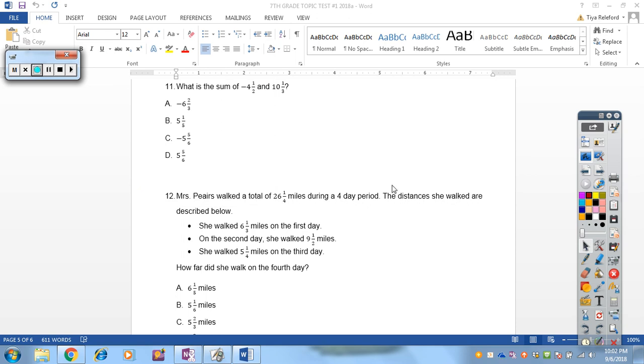All right. If you are all the way to 11 and 12, you either didn't miss very many or you are working really fast. What is the sum? Sum tells you to do what? Add. We are adding these two numbers. What is the sum of negative 4 and 1/2 and 10 and 1/3?